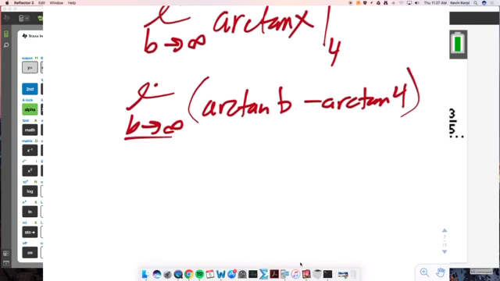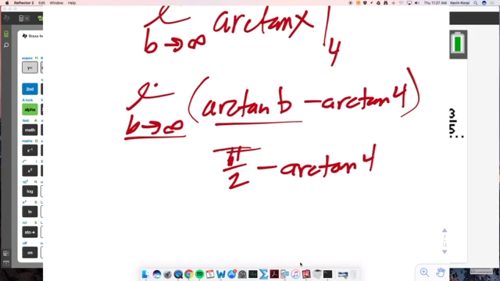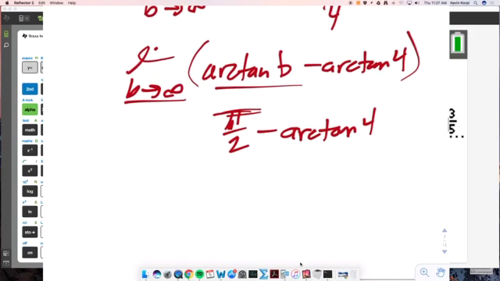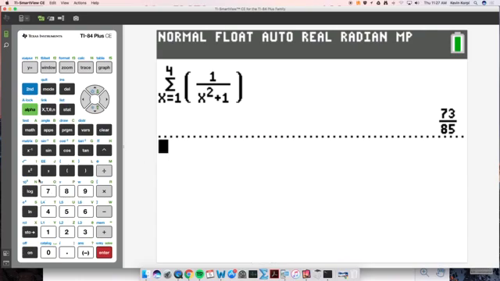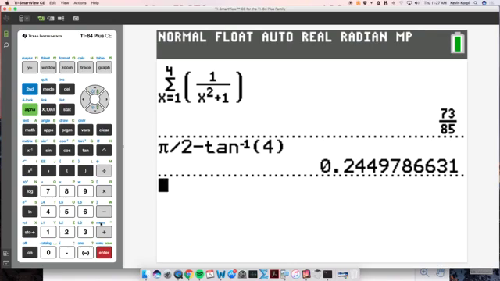And of course, we've already talked about this. What is the limit as b goes to infinity? It's pi halves minus arctangent of 4. Is 4 a known unit circle ratio? I don't think so. So if you wanted to get a decimal for that, you could. I'll go ahead and do that. Pi halves minus arctangent of 4, and we get 0.24497. I'm going to go ahead and store that as B.